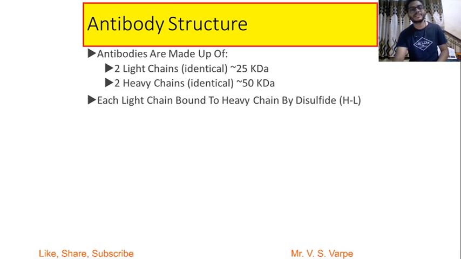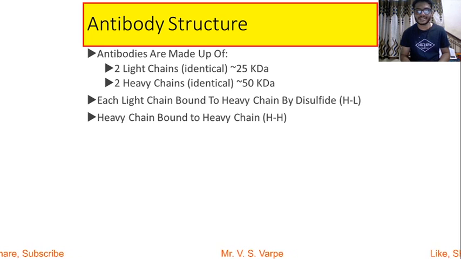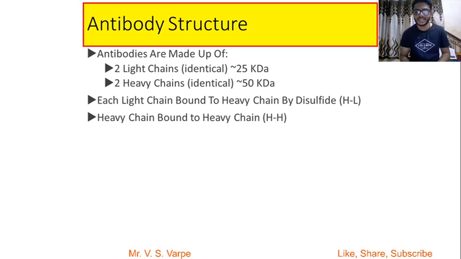Then the next point is that the light chain is bound to the heavy chain by disulfide bonds, and the heavy chain is bound to the heavy chain with disulfide bonds. These are two important sentences. The first sentence is that a light chain is bound to the heavy chain with a disulfide bond, and the second is that a heavy chain is bound to the heavy chain with disulfide bonds. The difference is that in the first sentence the heavy chain is bound to the light chain, and in the second sentence the heavy chain is bound to the heavy chain.